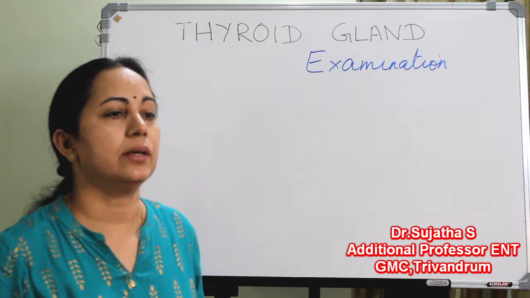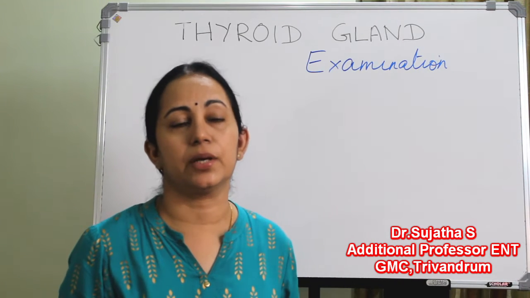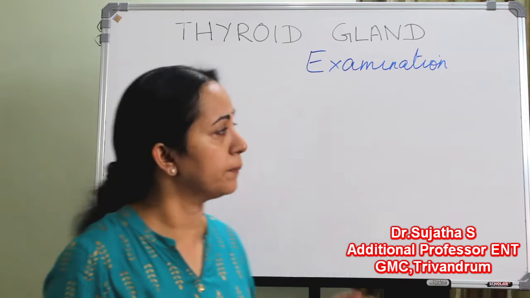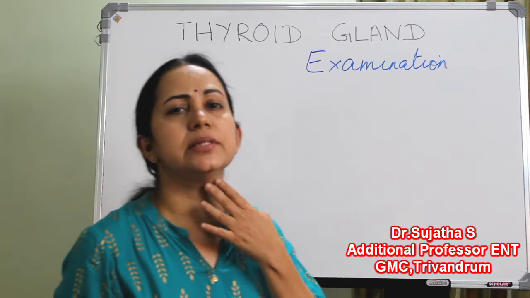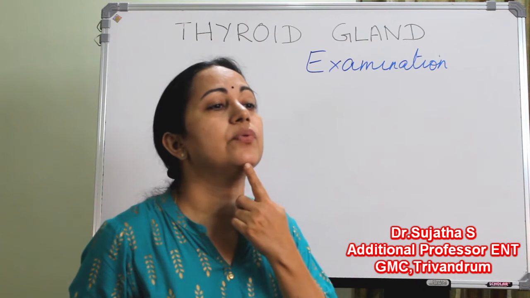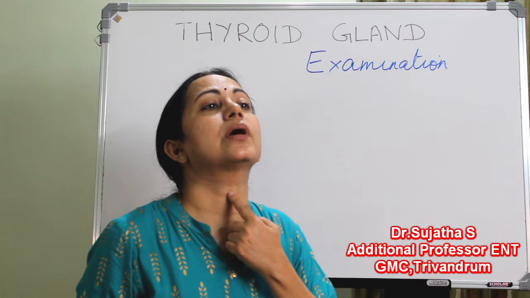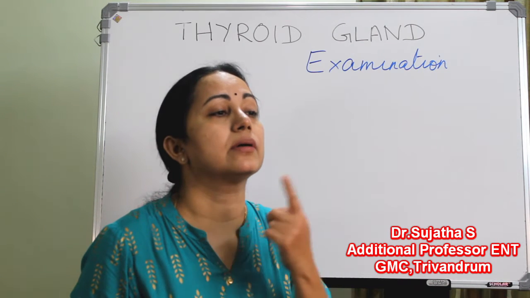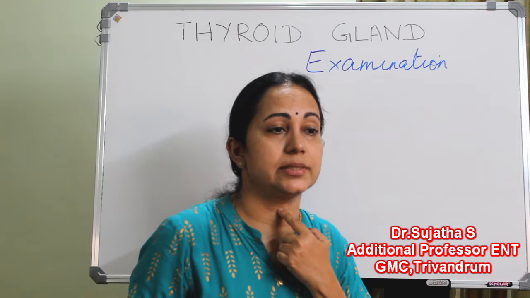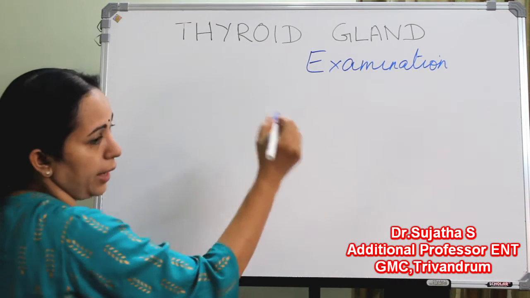Though there are so many sophisticated investigations available at present, the clinical examination of thyroid is a must and it is superior to all other investigations. Okay, so actually where is the thyroid gland situated? If you palpate starting from the chin, the next thing you come and rest your tip of finger on is the thyroid cartilage, the prominence of thyroid cartilage, otherwise called the Adam's apple.